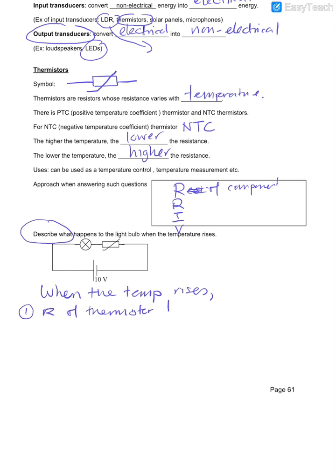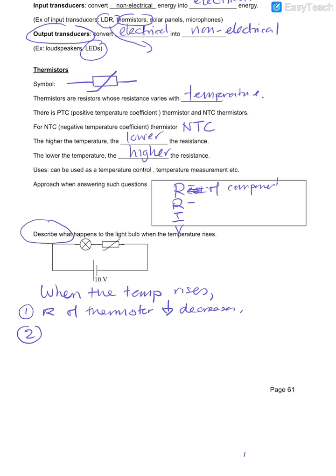Increases. Okay, I use a symbol, but in the exam you can write it out in words, don't use the symbol. It decreases. So the first R, the resistance of the component, decreases. Very straightforward.